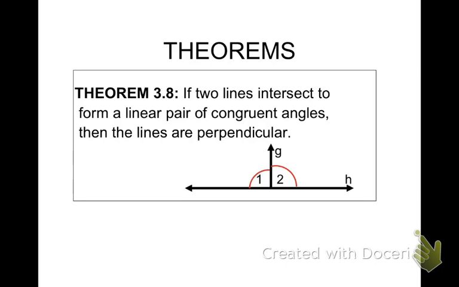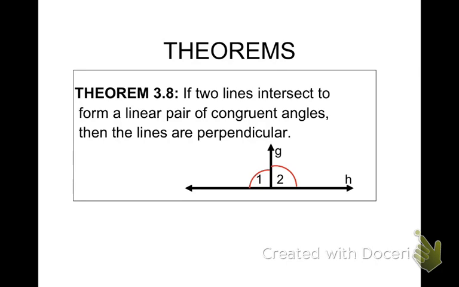So if we had line H and line G, this is saying if these two angles, which are a linear pair, make a straight line, so they add up to 180, they're supplementary. If these are congruent, then they both need to be 90-degree angles, which means we have to have perpendicular lines. Easy enough?